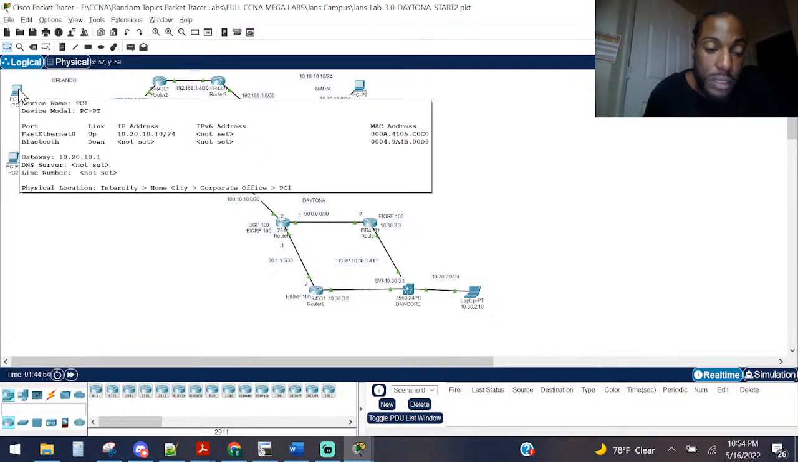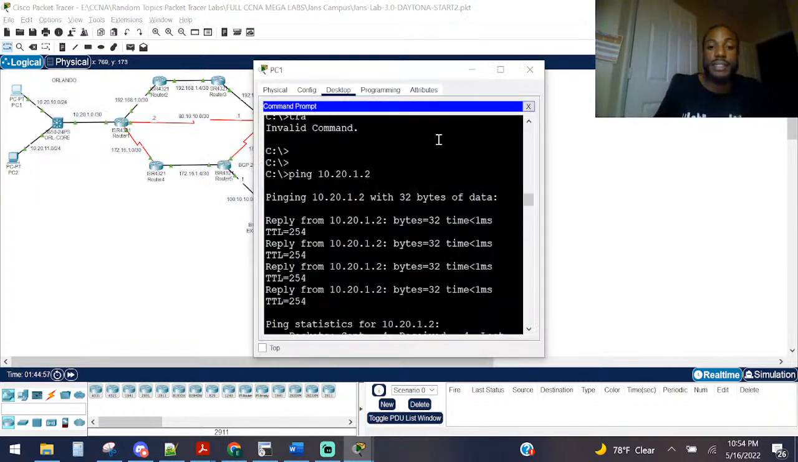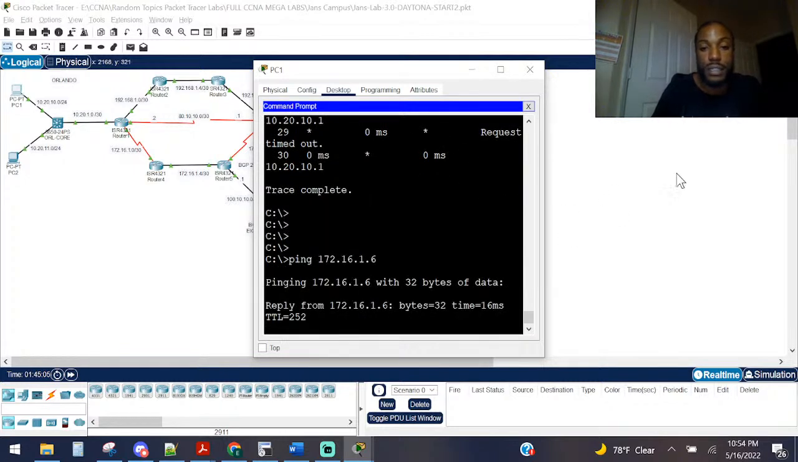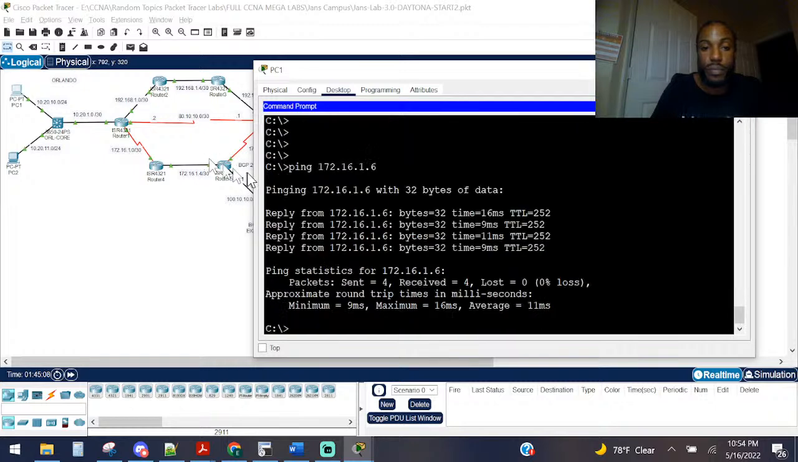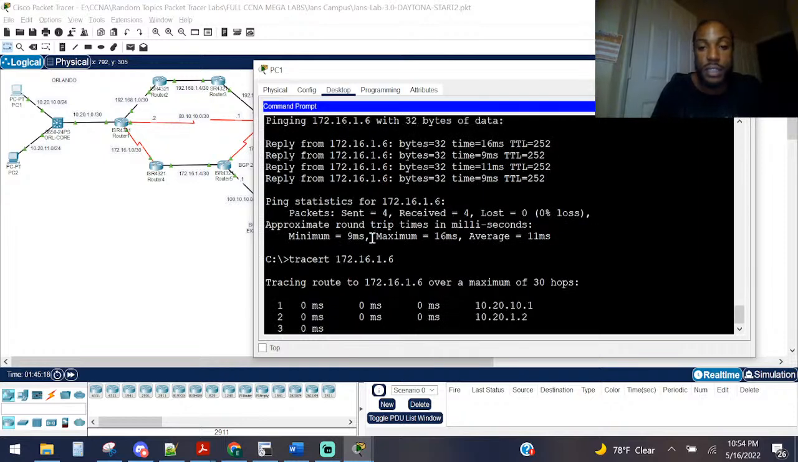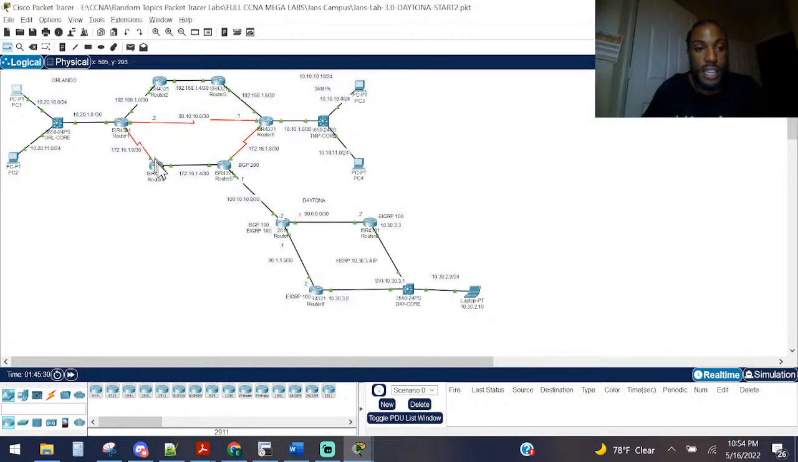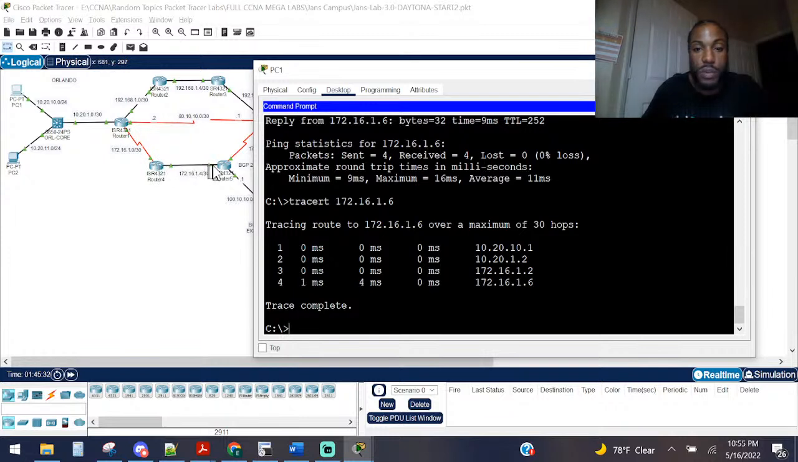Let's just do this. I know I can get to 172.16.1.6. Ping 172.16.1.6. I can definitely get to that, which is the last hop, on router 5. So if I trace route to it, 172.16.1.6, my next hop is 10.20.10.1, then 10.20.1.2, and then 172.16.1.2, and then I make it to 172.16.1.6, so I can make it there.